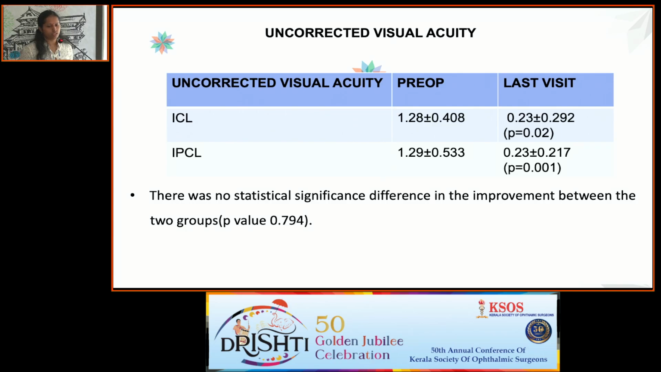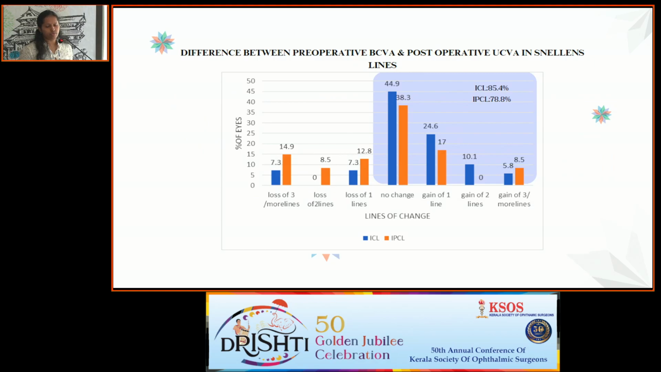The uncorrected visual acuity in both groups showed statistically significant improvement from a preoperative logMAR of 1.28 to a postoperative logMAR of 0.23. In this graph, we can see that 85.4% of the ICL and 78.8% of the IPCL eyes had maintained their preoperative BCVA or had a gain of lines when comparing the postoperative UCVA to the preoperative BCVA.